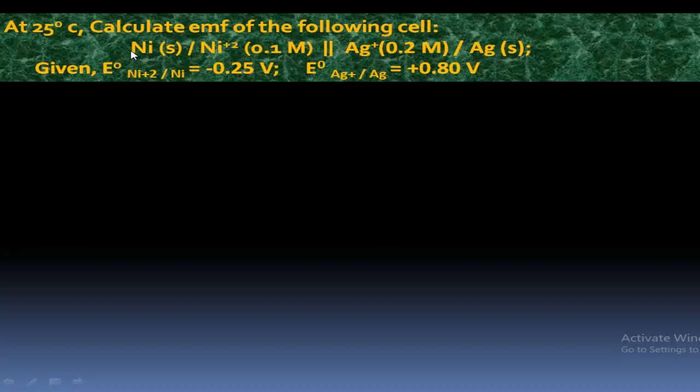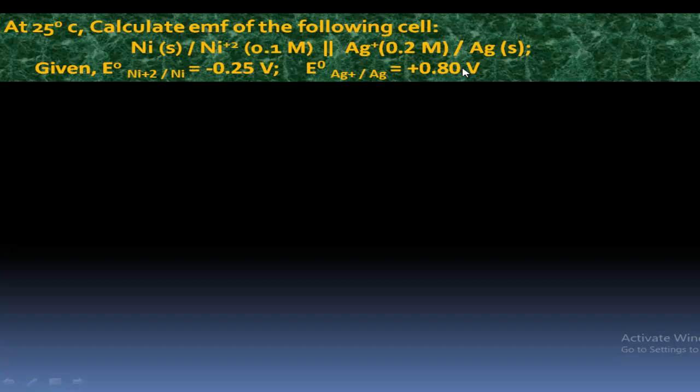So you can easily understand what the cell reaction will be. Nickel reacts with silver ion and produces what? Nickel ion plus silver, where the concentration of the nickel electrolyte is 0.1 molar and the concentration of the silver electrolyte is 0.2 molar. And here the reduction electrode potential value of nickel and the reduction electrode potential value of silver are also given.